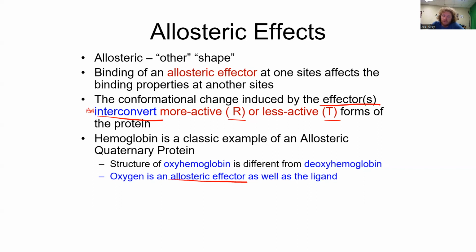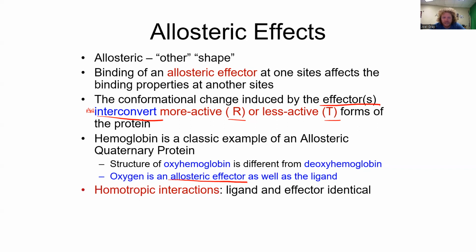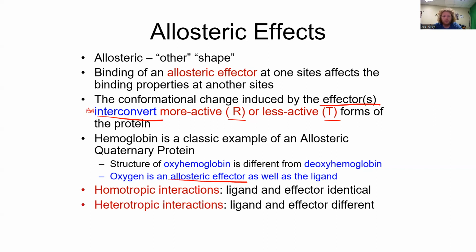Now, that's not true of every single molecule that hemoglobin is capable of binding, but it is an example of what is known as a homotropic interaction. The ligand and the effector are identical. What this means is that hemoglobin can bind some molecules, and it's not going to change shape. And those molecules are not necessarily a natural ligand of hemoglobin. So a heterotropic interaction is when a protein binds a molecule, and the shape of the protein does not change.